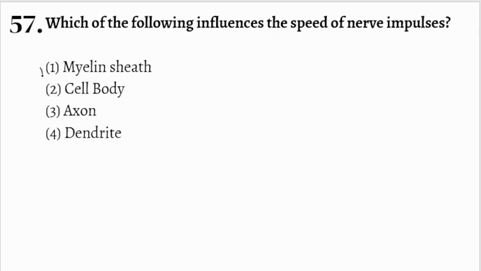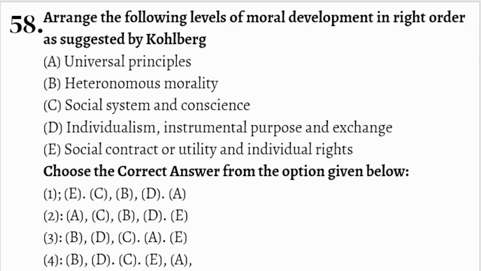Very well done everyone. Myelin sheath actually insulates the whole procedure of action potential, and myelin sheath also helps in protecting and repairing the nerve cell. Okay, moving ahead to the next question, question number 58. Arrange the following levels of moral development in the right order as suggested by Kohlberg.